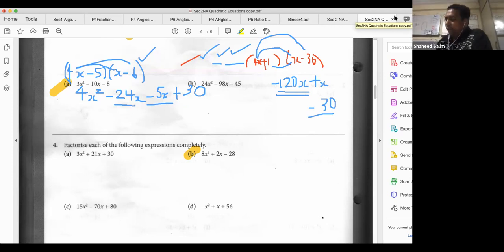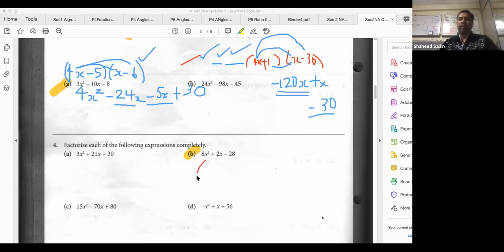For B, we are doing 4B. My suggestion, first of all, is this. Sometimes you may need to do this. Please watch. This one is one step higher. Can you take out any number, all of them that can be divided by? All can divide by 2. Take out a 2 first. You get 4x squared.